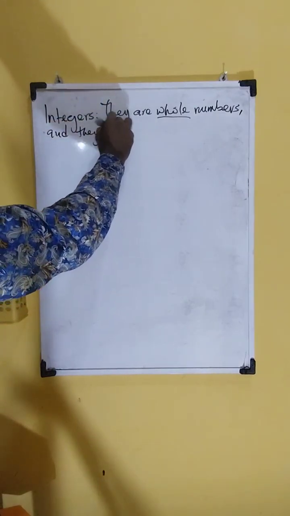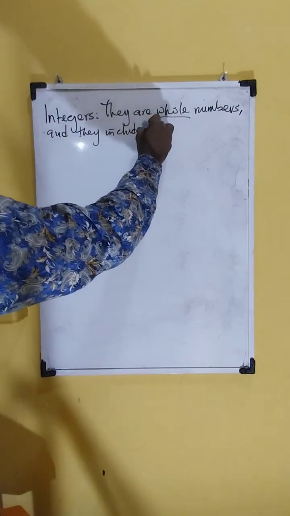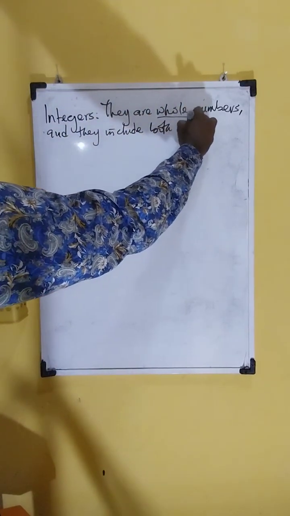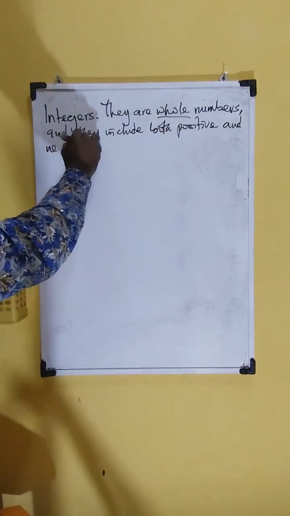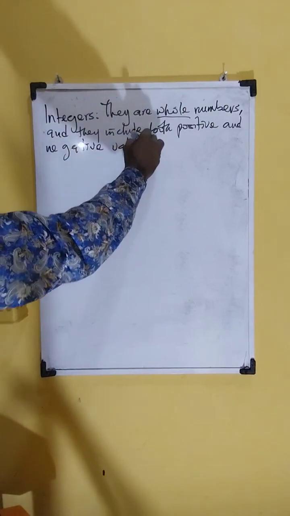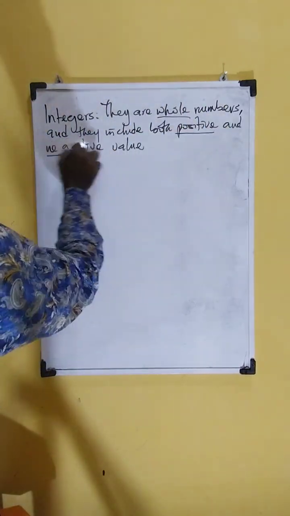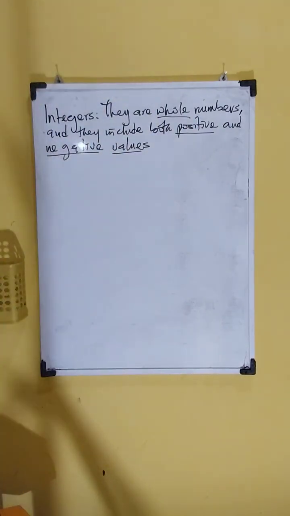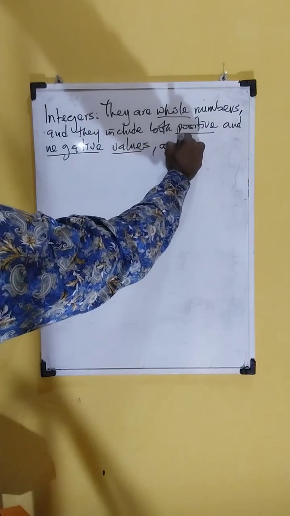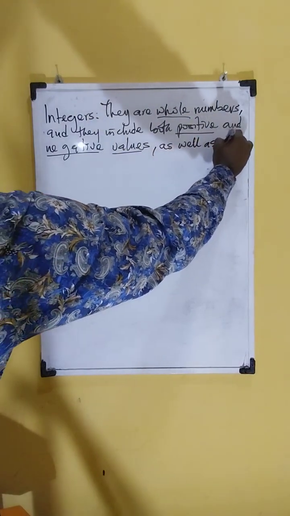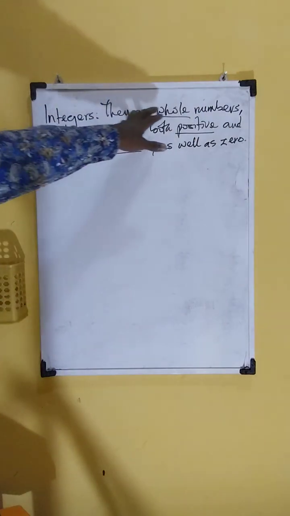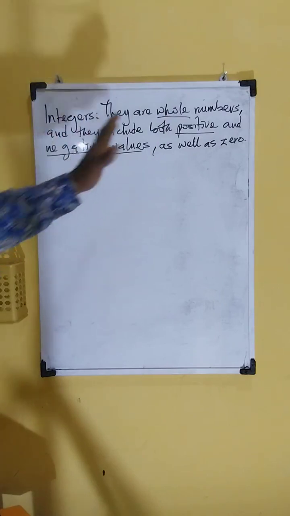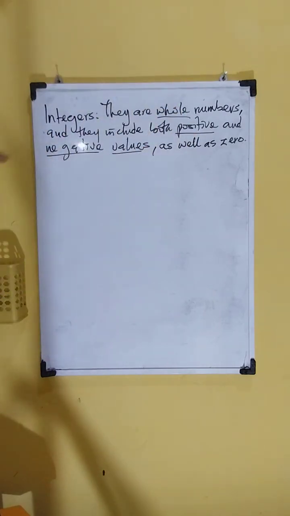they include both positive and negative values. So take note of this: positive and negative values, as well as 0. So that is what integers are, they are whole numbers. First thing I want you to know is that they are whole numbers. Integers are whole numbers, and they include both positive and negative values.